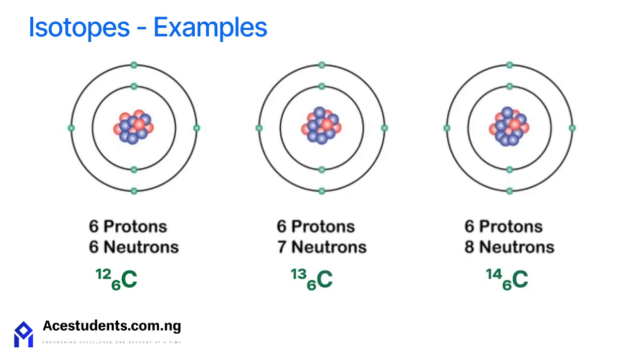Alongside carbon-12, there are other isotopes. Carbon-13 has 6 protons and 7 neutrons. Carbon-14 has 6 protons and 8 neutrons.